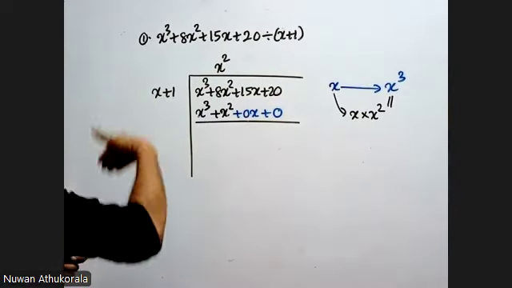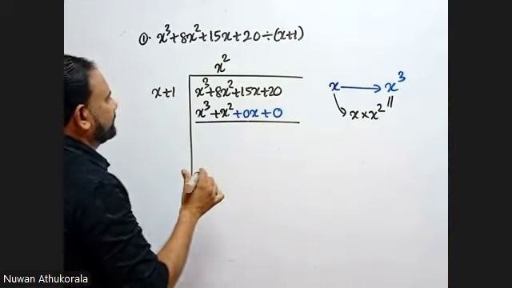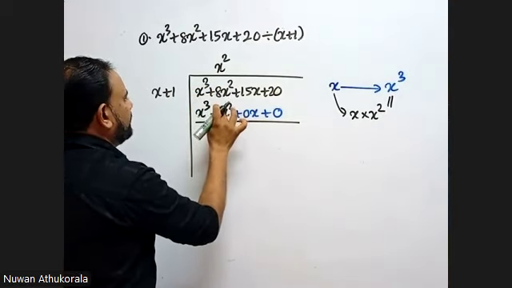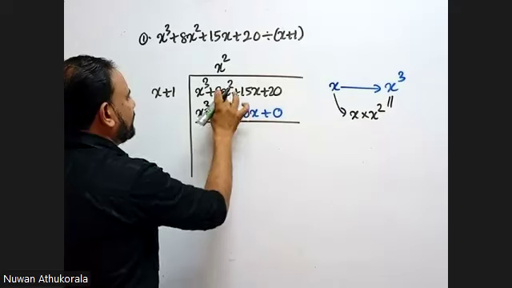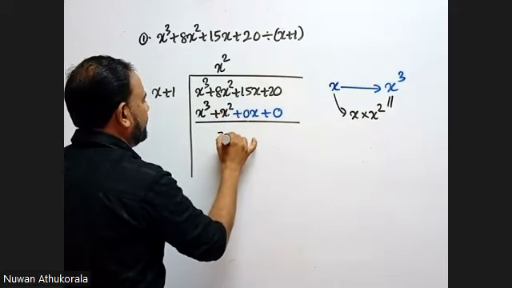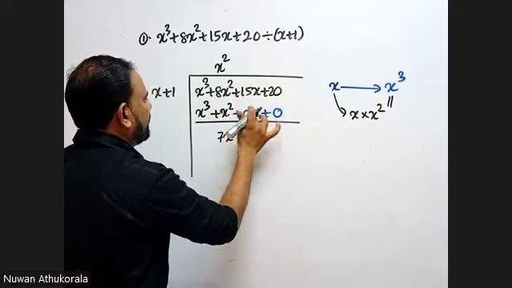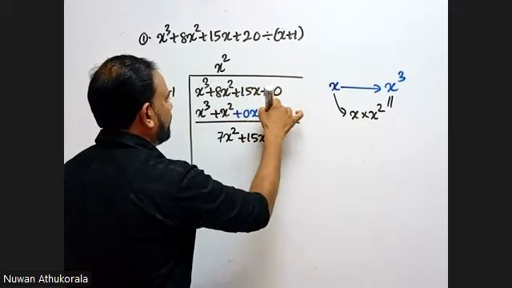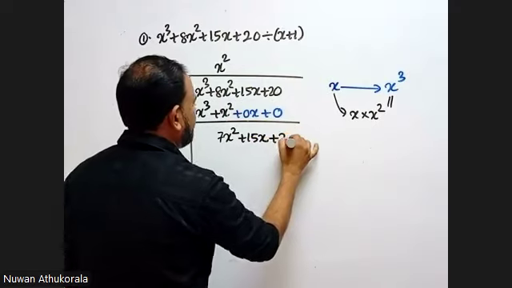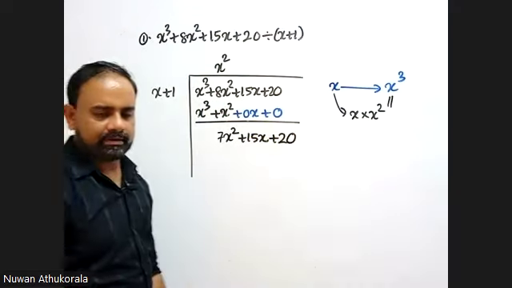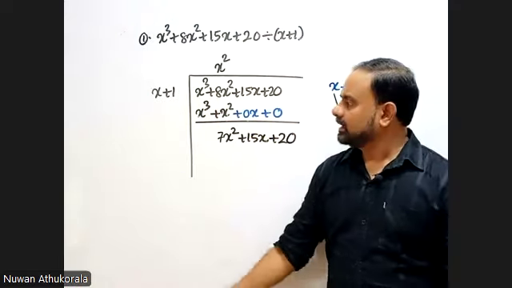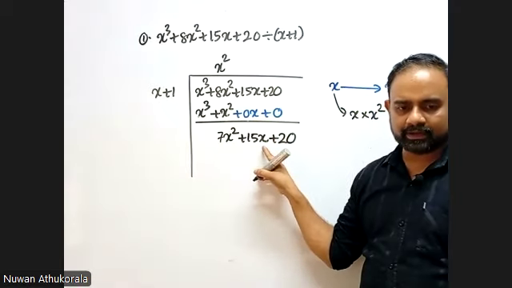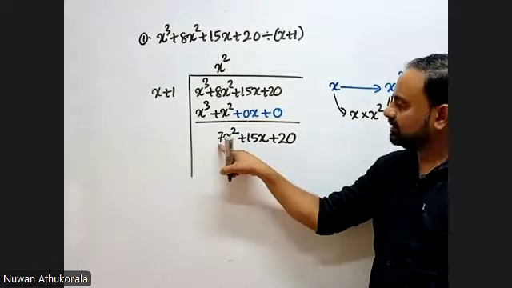Then subtract these two polynomials. x cube minus x cube 0, 8x squared minus x squared, 7x squared, 15x minus 0, 15x, 20 minus 0, 20. Now choose the leading term of this polynomial. Leading term is 7x squared.